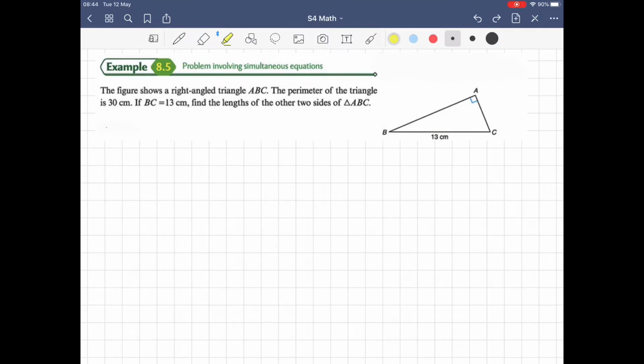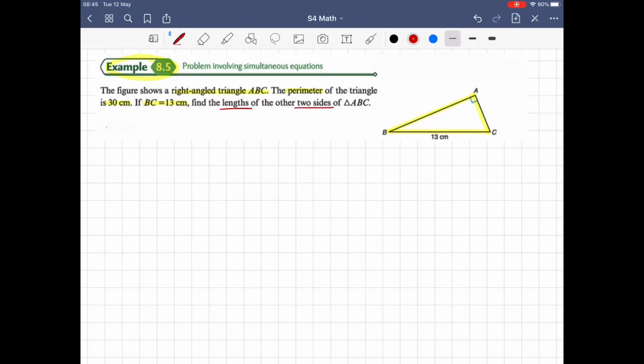The first one is example 8.5. So let's take a look at the question. The figure shows a right angle triangle ABC. Okay, so we know that it is a right angle triangle. It is given that the perimeter of the triangle is 30 cm. It is also given that the length of BC is 13 cm. And the question asks you to find the lengths of other two sides of triangle ABC.